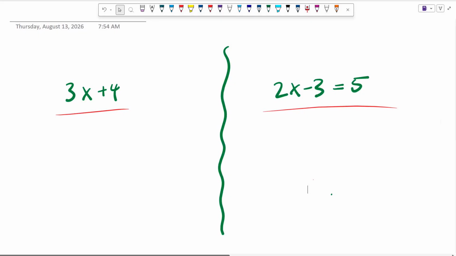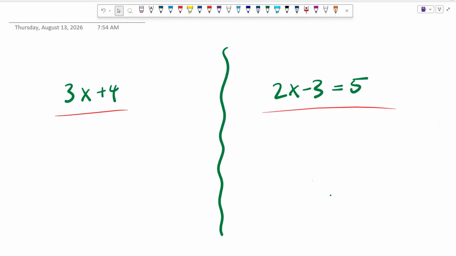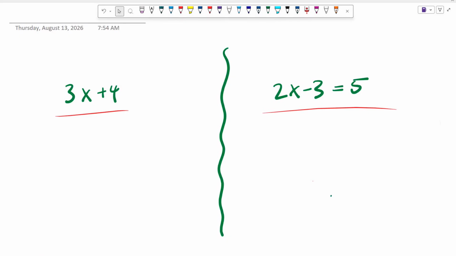I got two things written on the board, one on the left, one on the right. What do we call the thing on the left? Expression. An expression. And what do we call the thing on the right? Equation. Equation.